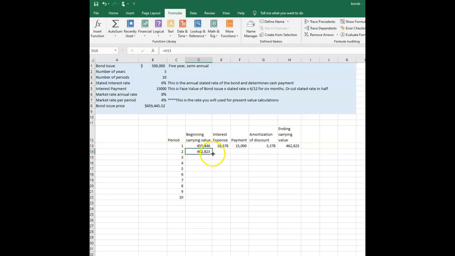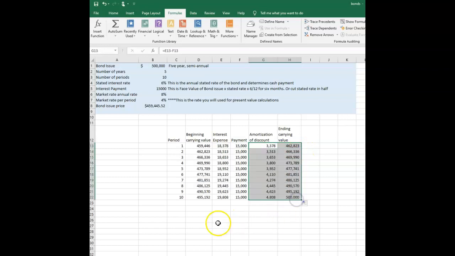Hit enter. This formula, the one that's next to the 2, is the one I want to copy. So I'm going to drag on this little tail, and there's nothing filled in there, and that's okay. I've got the correct formula in the top box. And notice that at the end of the 10th period, the bond is back at 500,000. So kind of neat, but you're going to need to be able to do this.